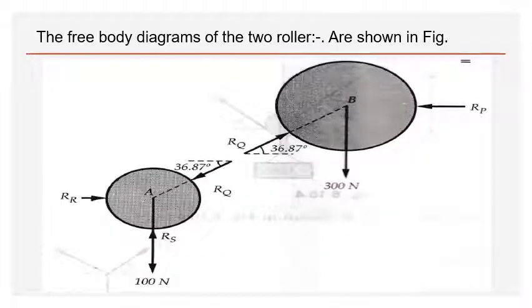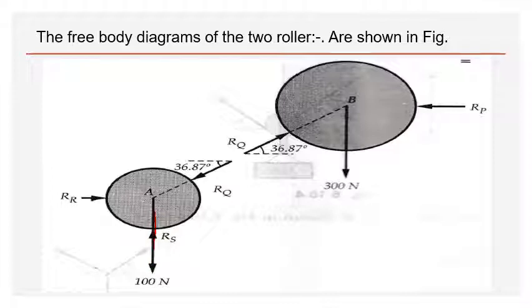So the free body diagrams of the two rollers are drawn. Here, interesting, see here one is the weight, 100 Newton. At the same point, reaction RS is acting. Same point, two forces are acting. One is the 100 Newton, which is acting vertically downward, and the other is the reaction at the contact surface S, that is RS, which is acting vertically upwards.